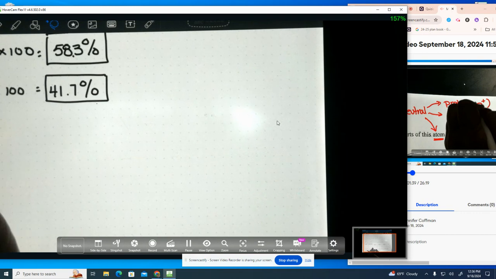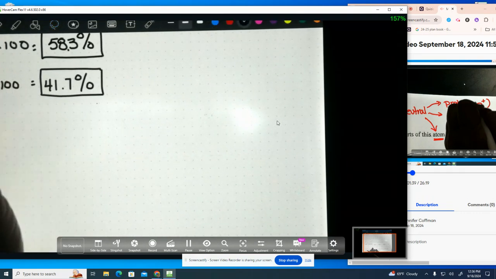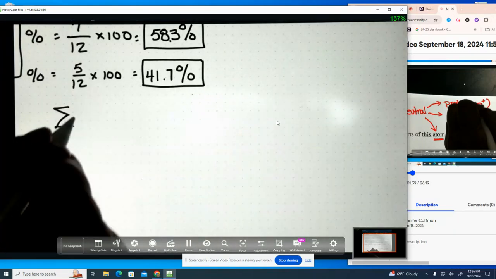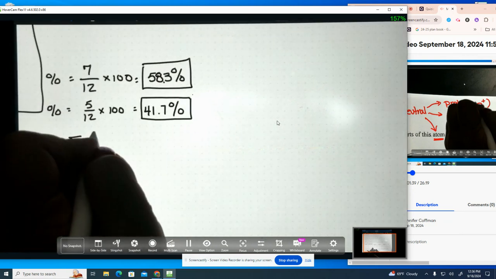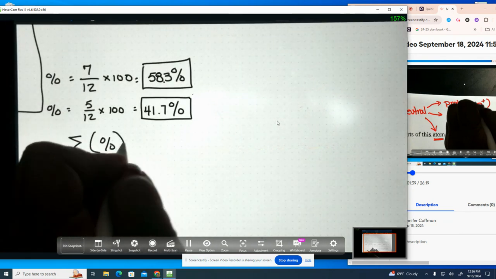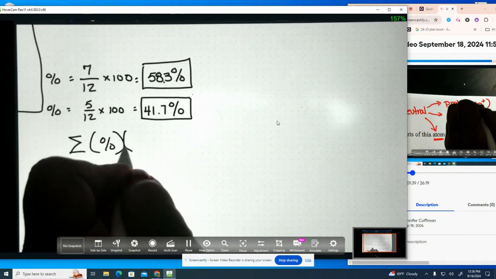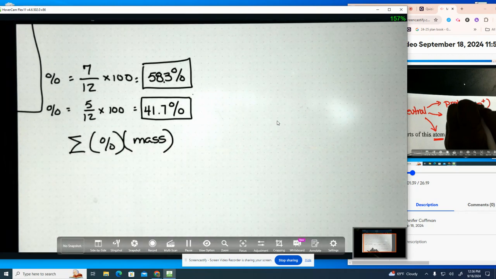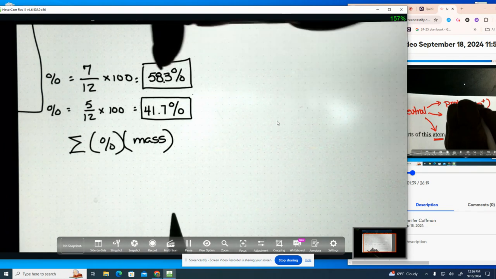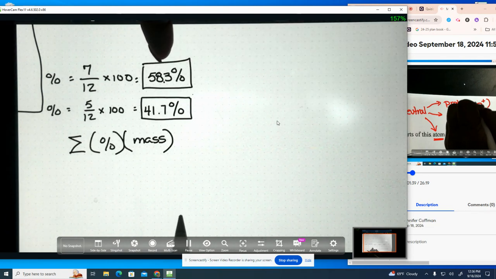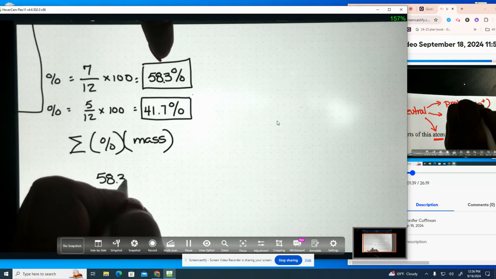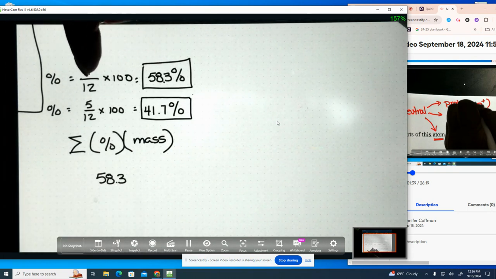So this is how you do it. You're going to take the sum. You've seen this symbol before? Seen that symbol before? Okay. Of the percent times the mass. Okay? So what that means is I'm going to take that percent, 58.3, and I'm going to multiply by its mass.